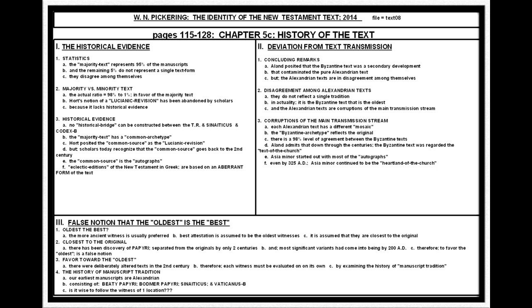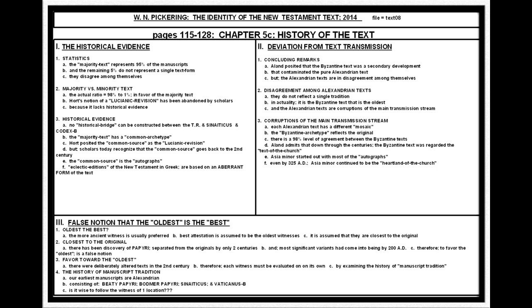if you look at block 1, note 3, a key point, 3a, there is no historical bridge that can be constructed between the Textus Receptus and Sinaiticus or Codex B. And the majority text has a common archetype. It is not Hort's Lucianic revision. It is the autographs. And then in block 2, note 3, the Byzantine archetype reflects the original autographs.